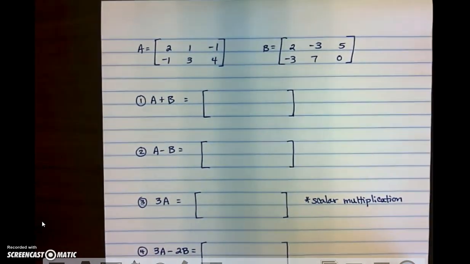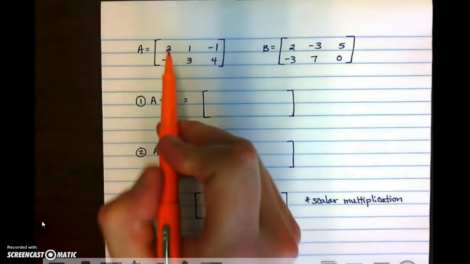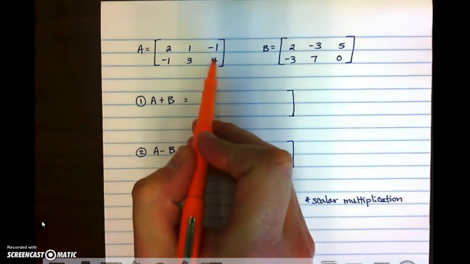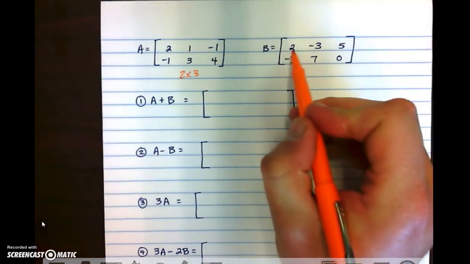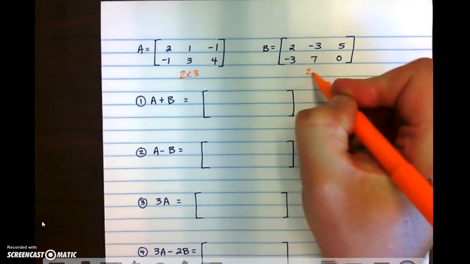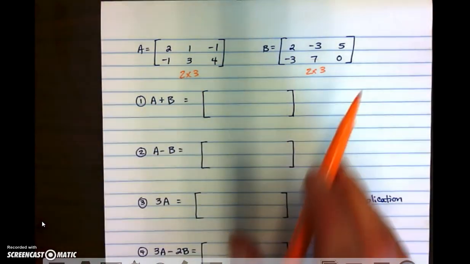Alright, so we've got matrix A here, which in this case has 2 rows and 3 columns. So this is a 2 by 3, and then matrix B, 2 rows, 3 columns. Since they're both 2 by 3s, we can add them up.